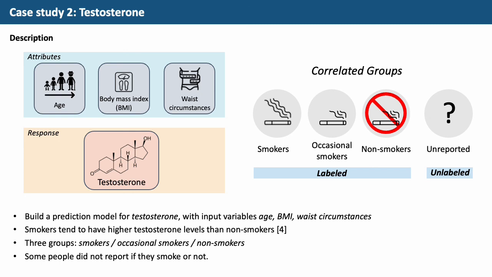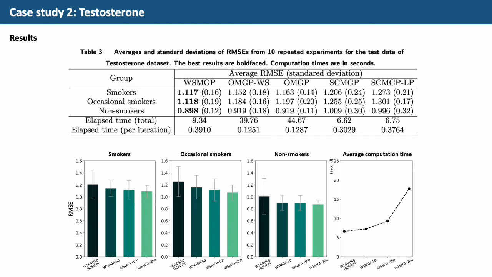To do this, we collect data from the same database as the previous case study. In the dataset, observations are grouped into three categories: smokers, occasional smokers, and non-smokers. Furthermore, we find that some people do not disclose their smoking habits. We compare our model and the four benchmark models. We find a similar result to the previous case study, showing the beneficial features of our model that effectively models correlation across groups while leveraging unlabeled data. This is more clearly shown in the graph below.